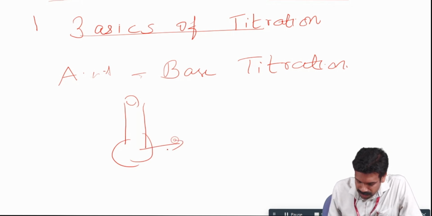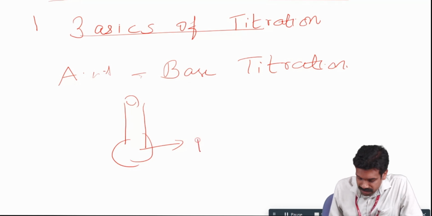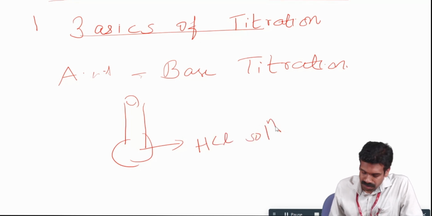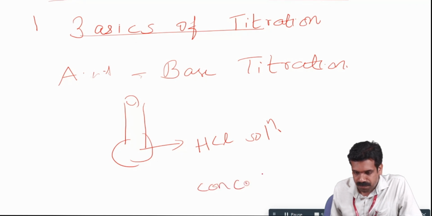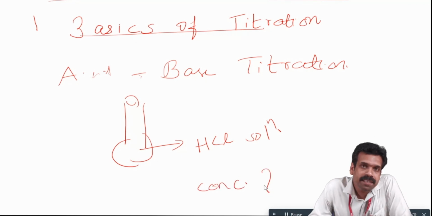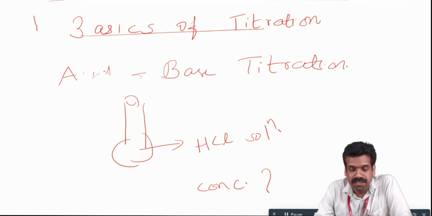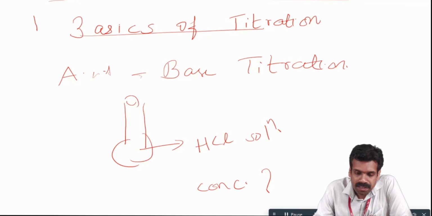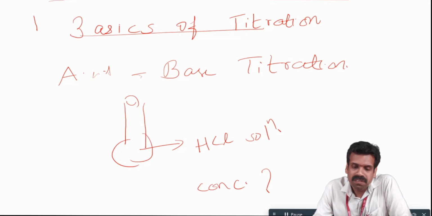Say, for example, I am going to give you a solution where I tell you that this is an HCl solution, but I am not going to tell you its concentration. So I have no idea about the concentration of this solution. Now I am asking you, can you find out the concentration of this solution? Your answer should be yes, I can. But how do I find out? I can find out the concentration of this HCl solution by performing a simple acid-base titration.